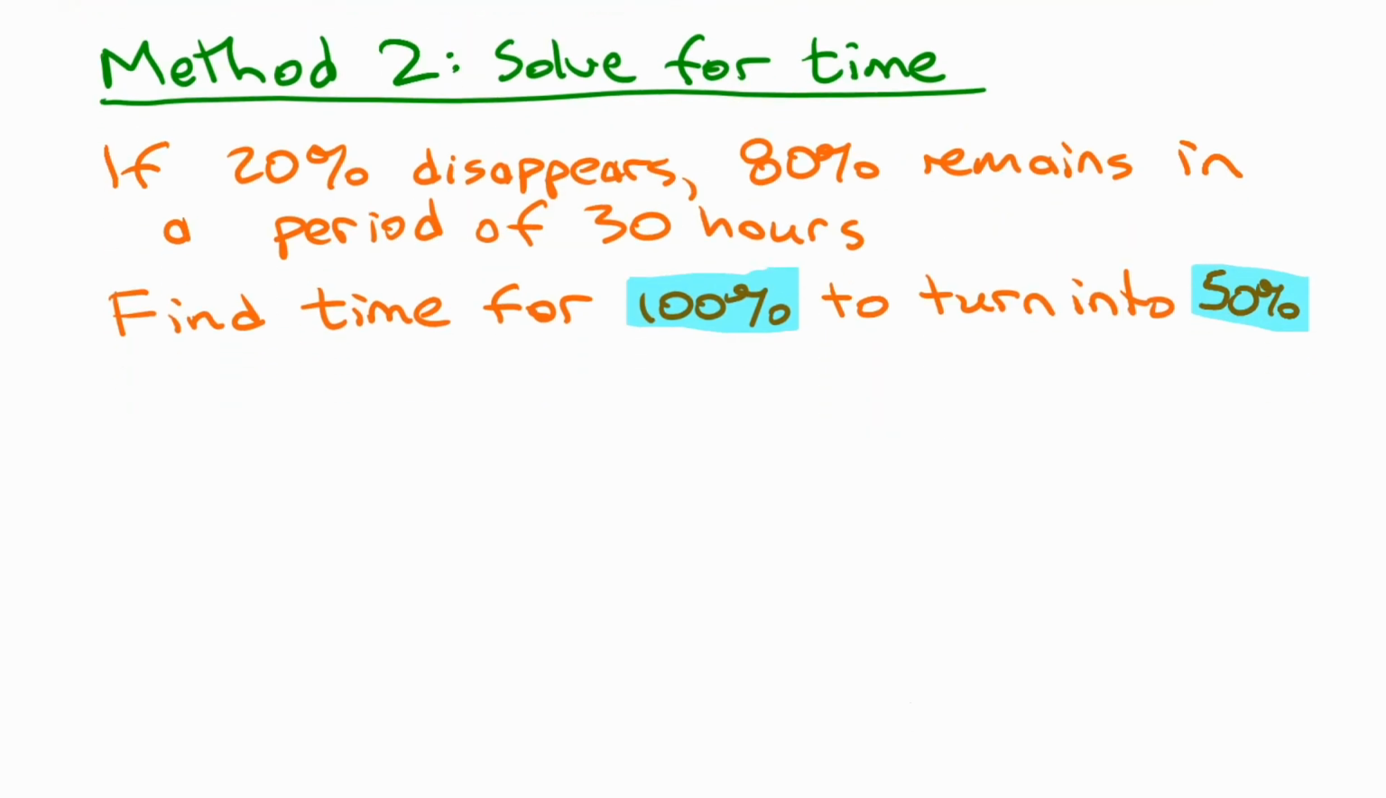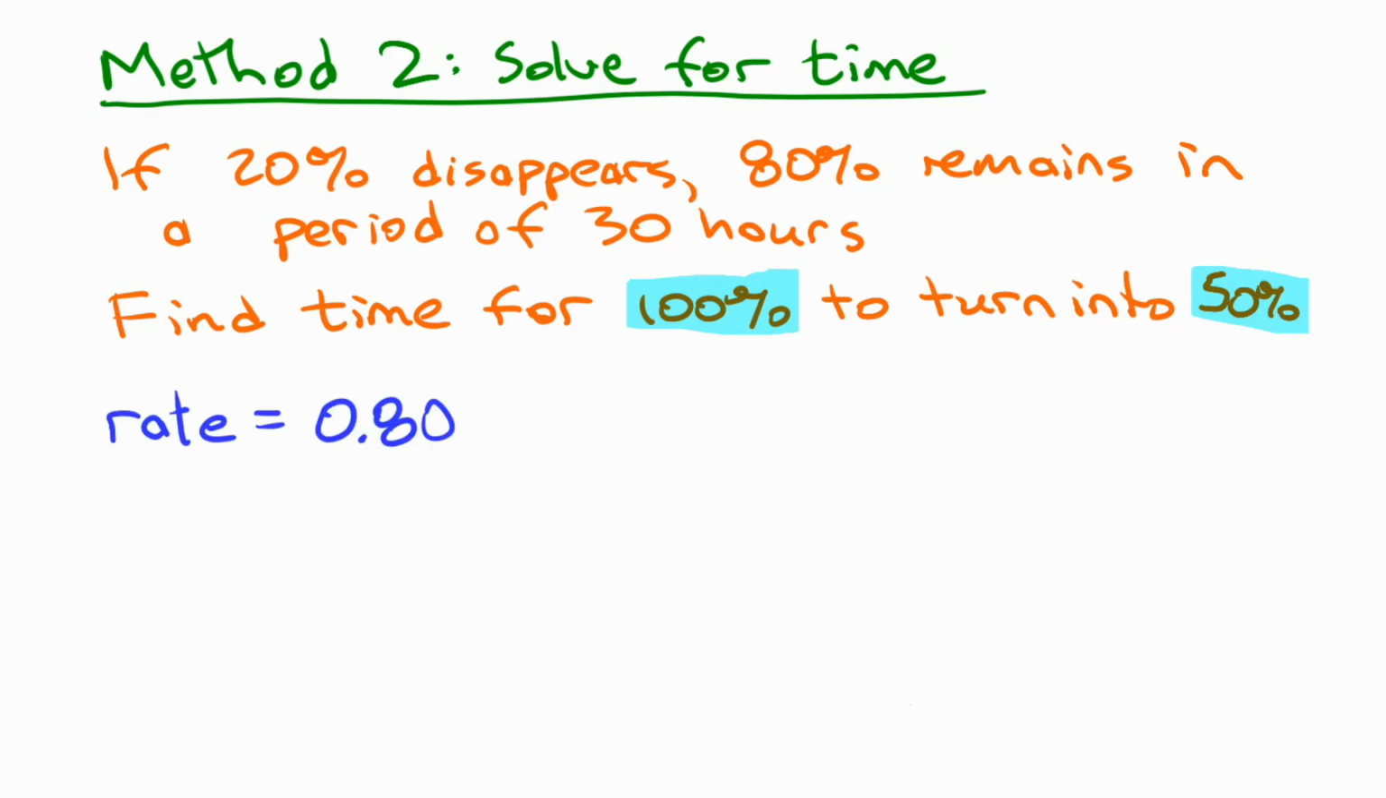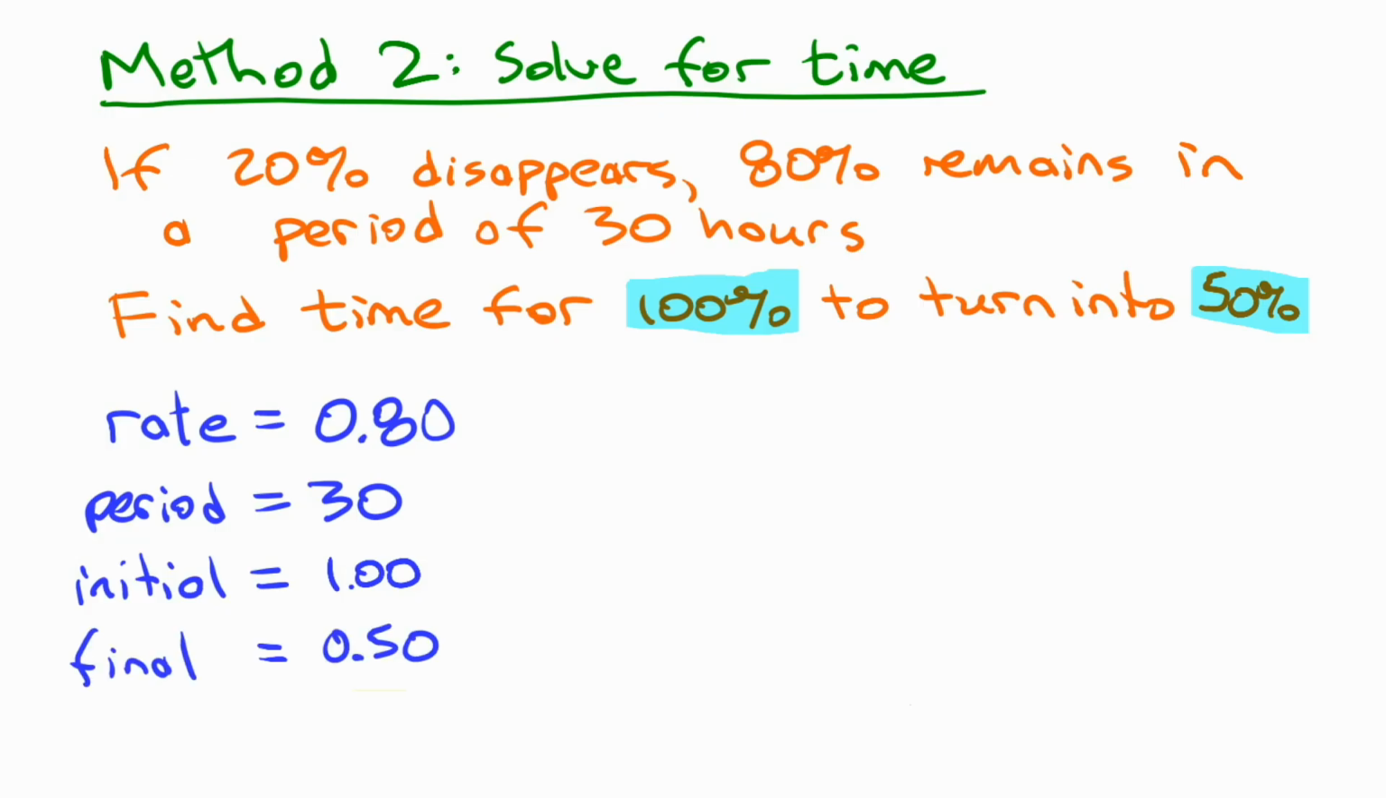So if we make a list of what we know and what we're looking for, we can think of our rate as 80%, and that happens every 30 hours. So we can think 80% is our rate, and our period is 30 hours. And we can call our initial amount 100%, and then we're asking how long does it take to get to 50%? Our final amount's 50%, and so the unknown is time.